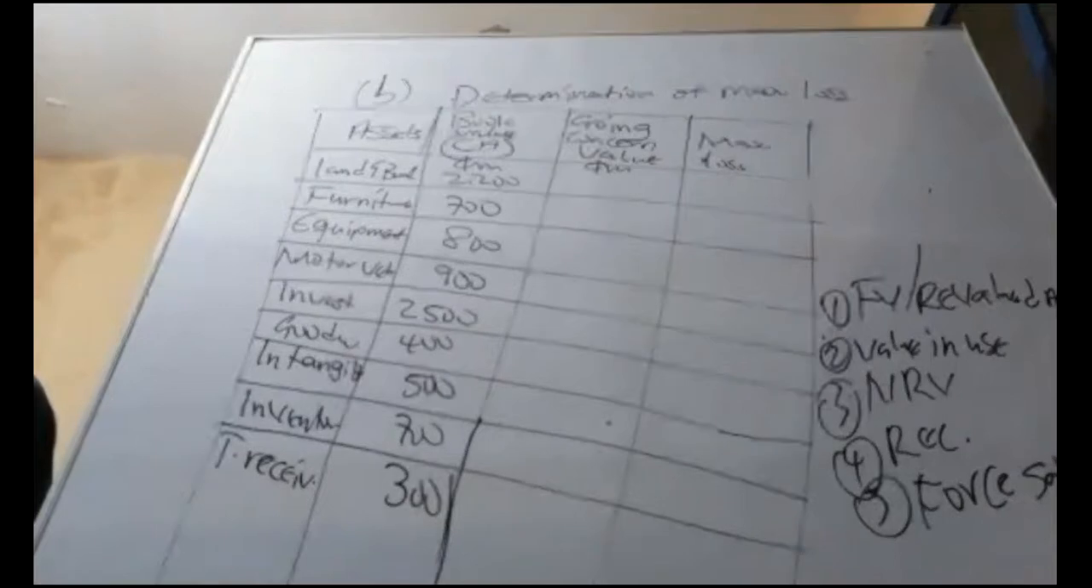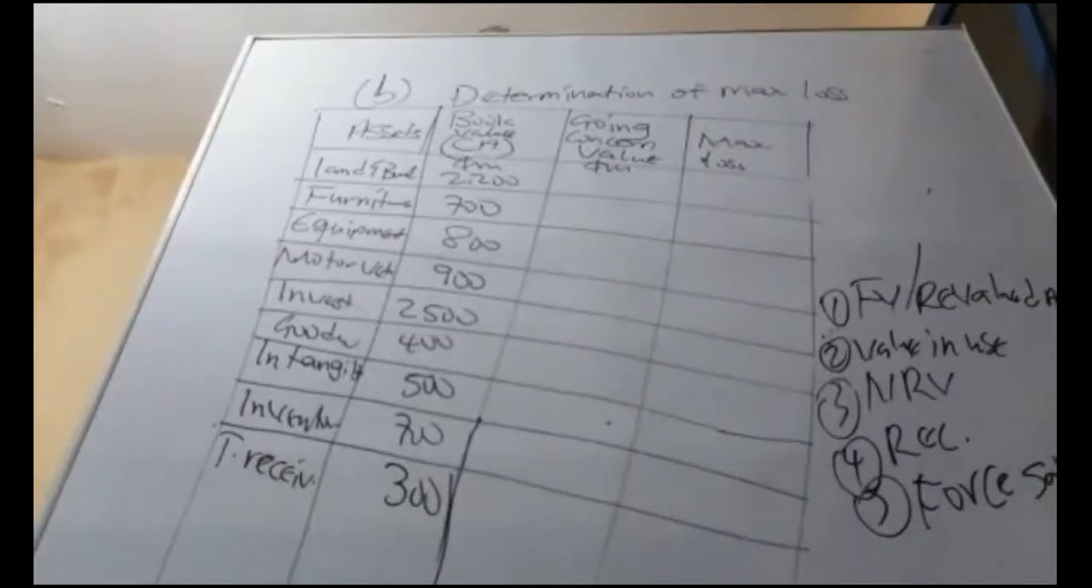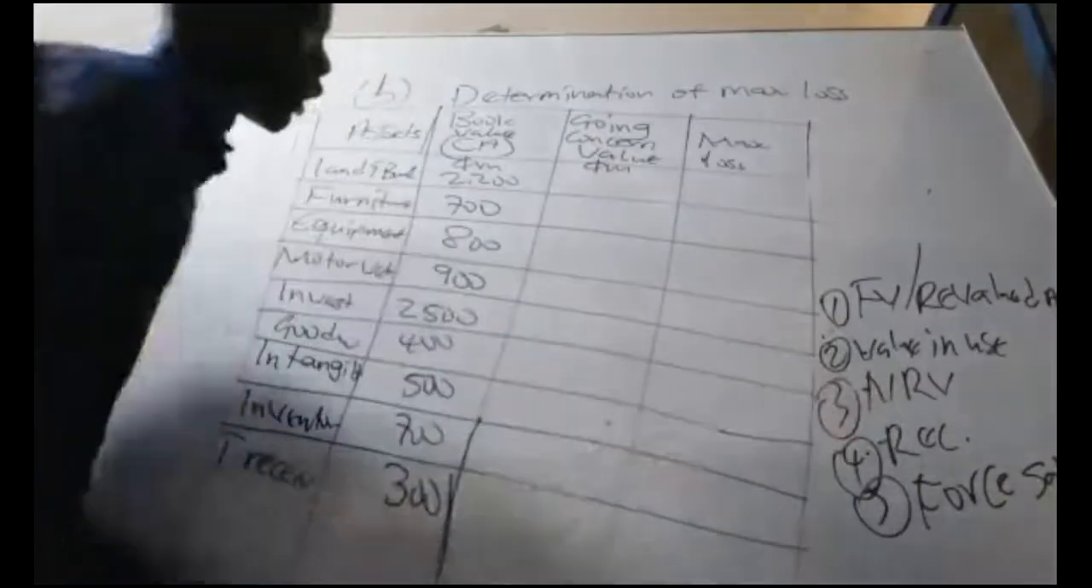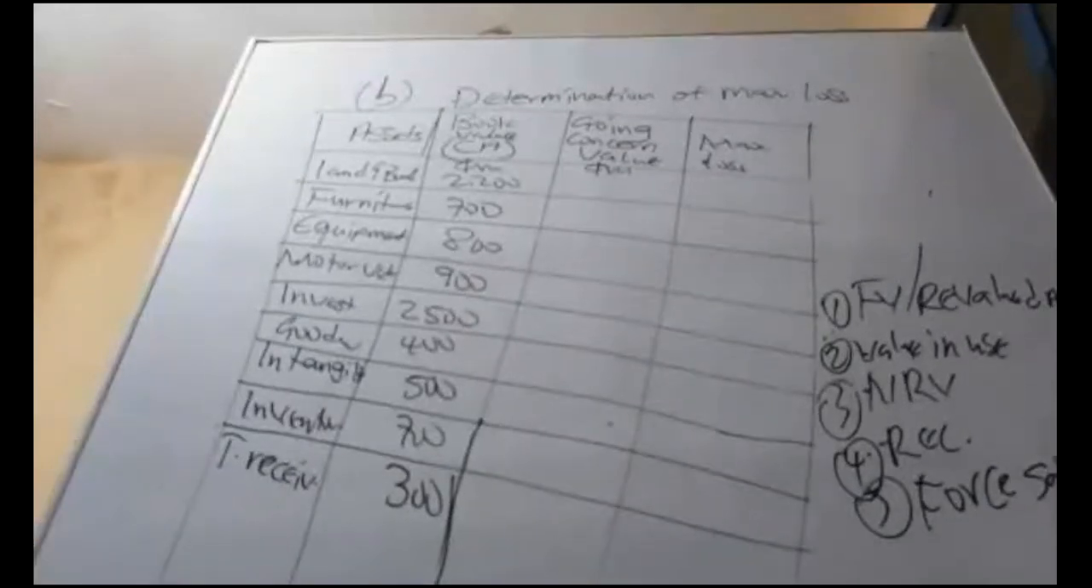So take notes. So this is the stage. In fact, the NRV and the recoverable amounts, technically, they are the same. The recoverable amount is the higher of the two. The highest one between this and this is the recoverable amount. So that's what I'm saying. Technically, they are the same. Good.